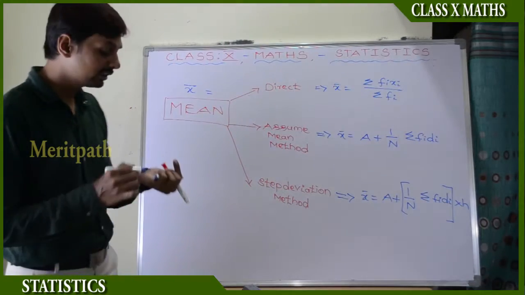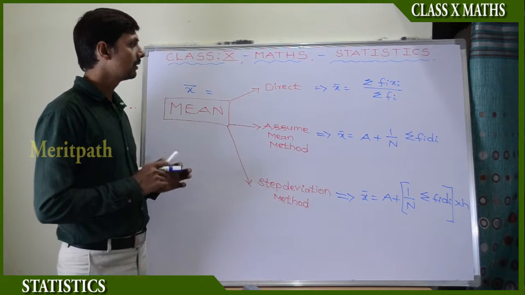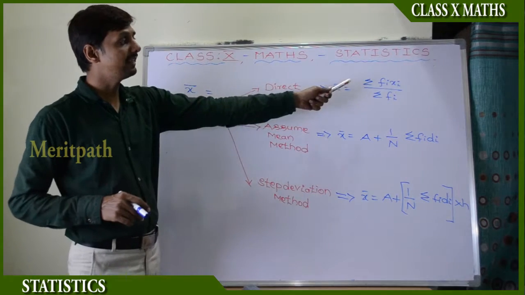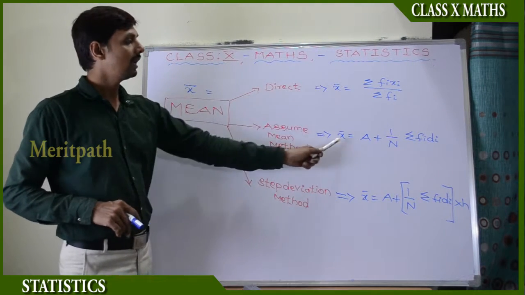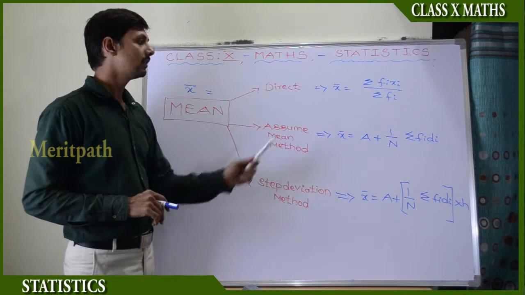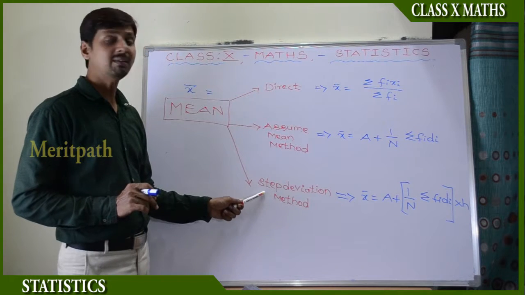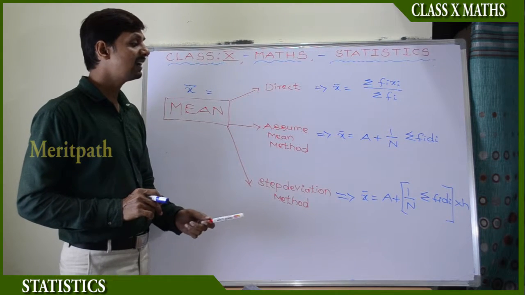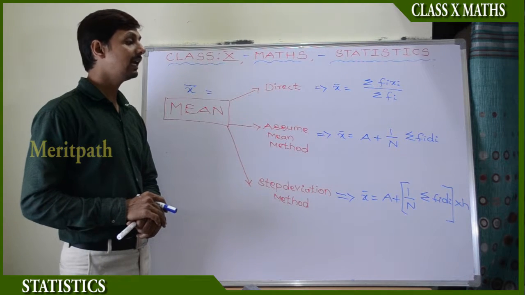This is the step deviation method, and here let's recall: x bar is equal to sigma fi xi by sigma fi is the direct method mean, and x bar is equal to a plus 1 by n sigma fi di is the assumed mean method, and the step deviation method is x bar is equal to a plus 1 by n into sigma fi di into h.